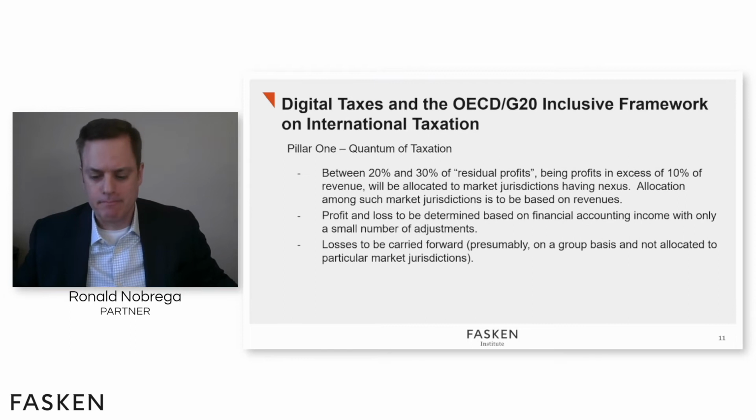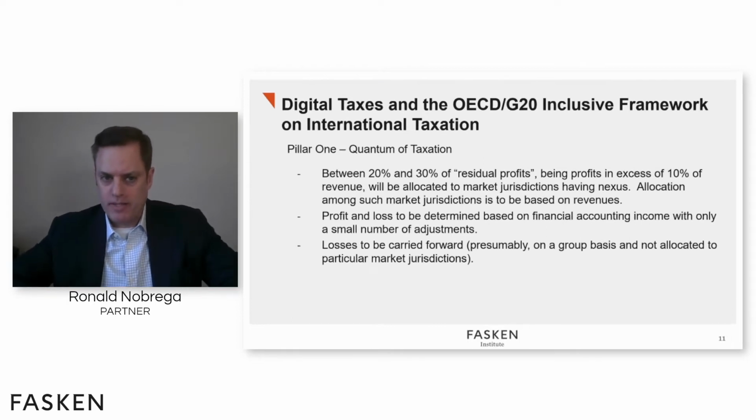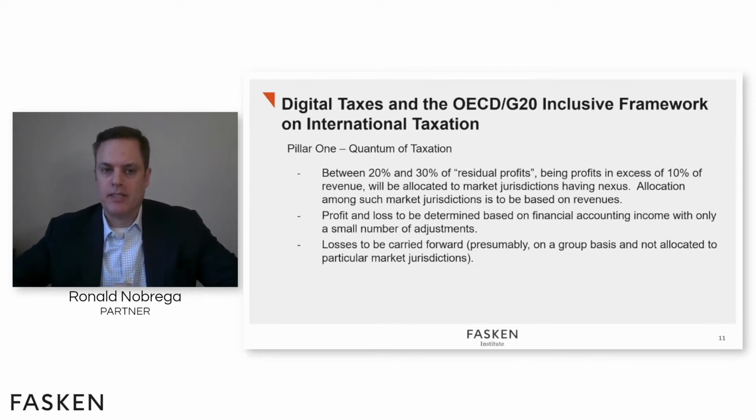Next slide. In terms of the quantum of taxation, the shift of tax base, between 20 and 30% of residual profits would be transferred to market jurisdictions. And by residual profits, that's really excess profits, profits beyond that 10% margin that I mentioned. Profits and losses will be determined using financial accounting income, with a small number of adjustments. Losses will be carried forward for the group. Go to the next slide.